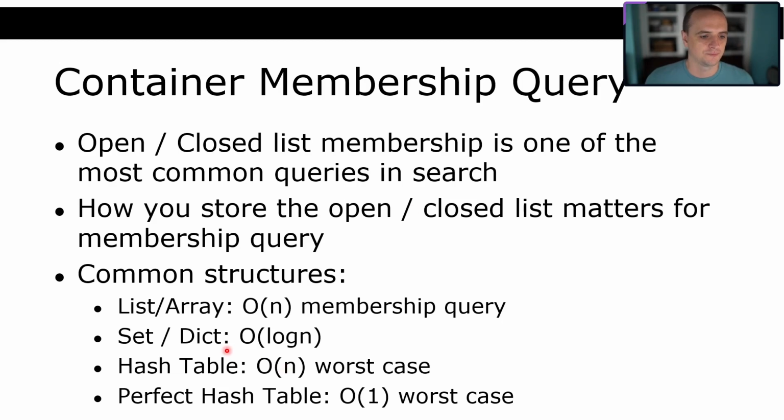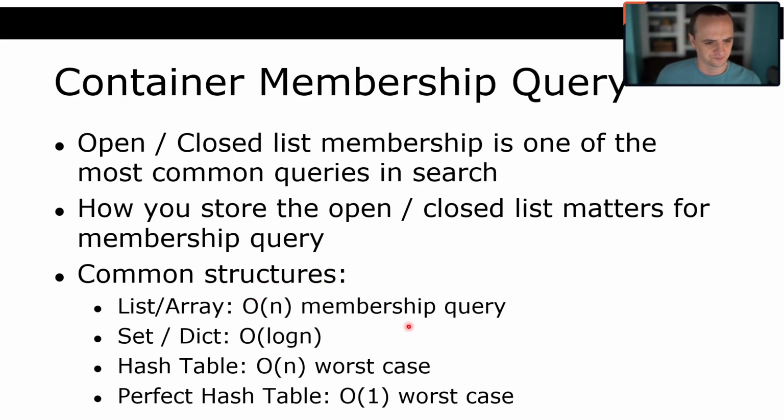For example, if you used a list or an array, so you're going to have a list of all the states in the closed list, right? That's what you did for assignment 1. You just had an array of those. And then to see whether or not a certain state was in the closed list, you looked through all the states in the closed list to see if the one you want is there. And so that's an O of n membership query, because you have to check the whole thing, where n is the size of the list.